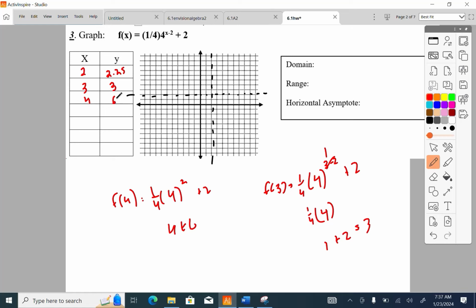So we have 2 and then 2.25. It's going to be kind of hard to do. Somewhere in there. 3, 3. And then 4, 6. And we're going to flatline near this asymptote.